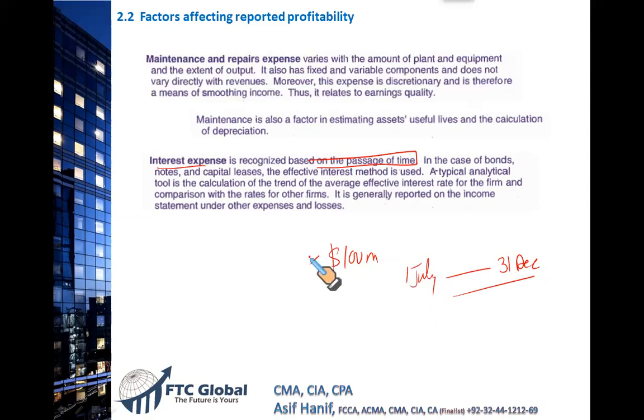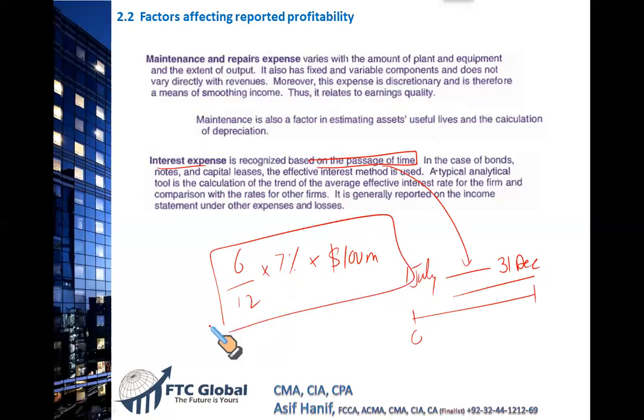So let's say the rate agreed with the bank is 7%, 100 million, 7% will be the interest for the whole year. Since the loan was only due for these 6 months, the passage of time from the loan sanctioning till the end of the balance sheet date, so it's going to be 6 months out of 12. So this is how you charge the interest on the passage of time.